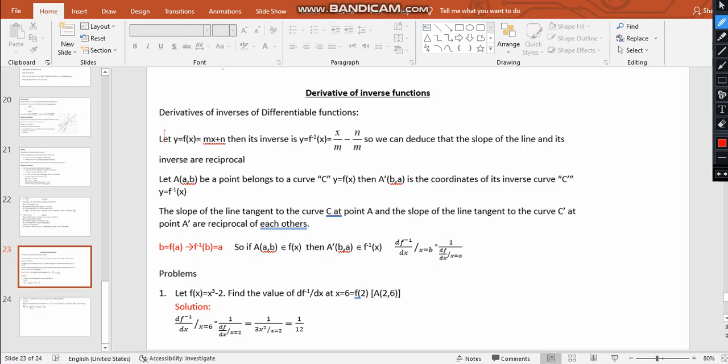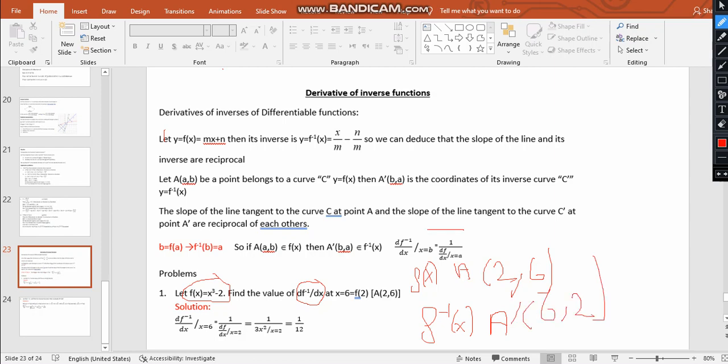Let f of x equal x cubed, and you have the point (2, 6). You want to find df inverse over dx at that point. We know that if you replace in f of x, x by 2, x cubed minus 2 is 8 minus 2, which is 6. So in f inverse, you're going to have a point A prime whose components are 6, 2.